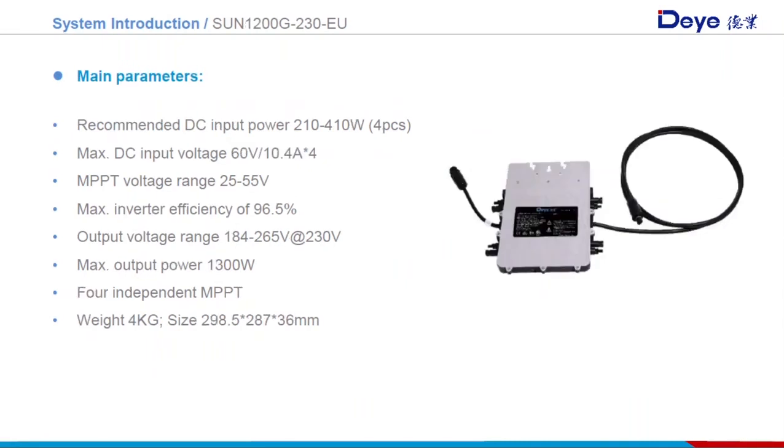This one is 1.2 kilowatts with 230 volts output voltage and 50 Hz. It has a wide range of AC output voltage of 184 to 265 volts. It can connect 4 pieces of PV module with 4 independent MPPT. There are 2 AC cable terminals on its body, which is very convenient to connect in the solar system.